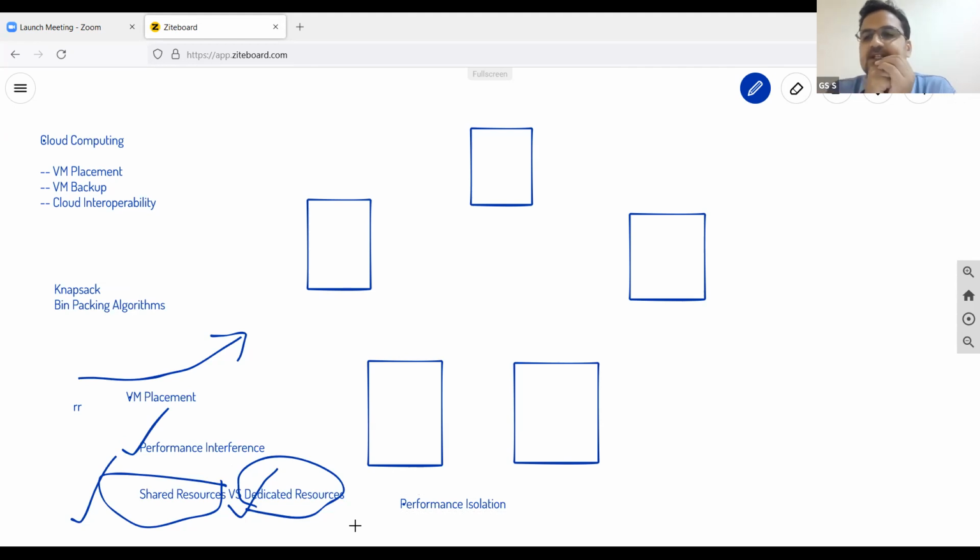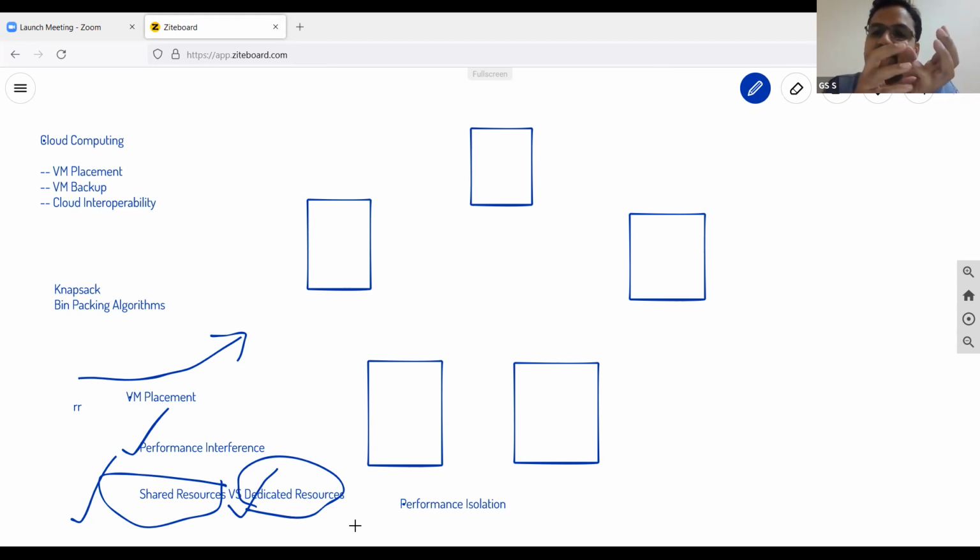So a VM is, let us say, a static web server. A static web server does not use CPU much. Memory is also not required. It is mostly disk and network. Think about an HPC application, a high performance computing application. It does a lot of integer and floating point operations. In that case, you require CPU. So these two applications in two different VMs can be kept on a single physical server. They will not affect each other.